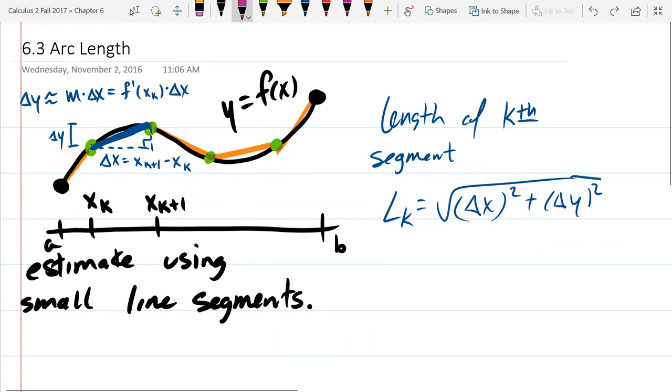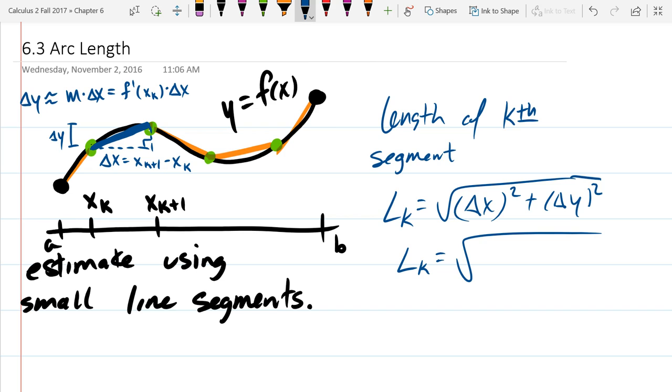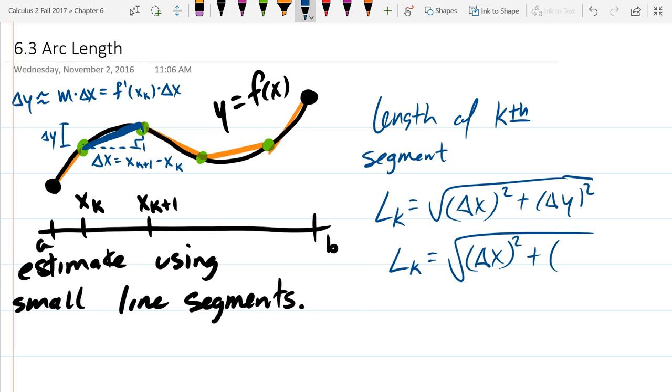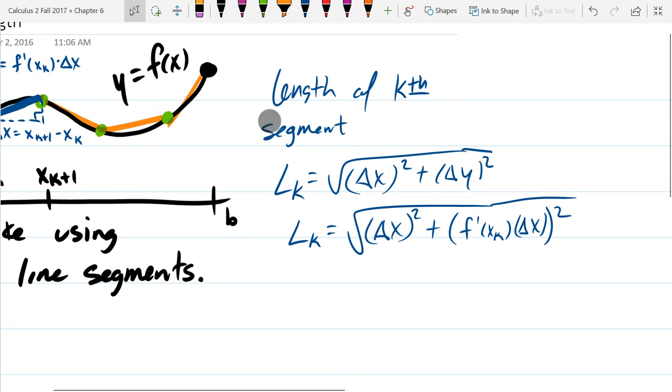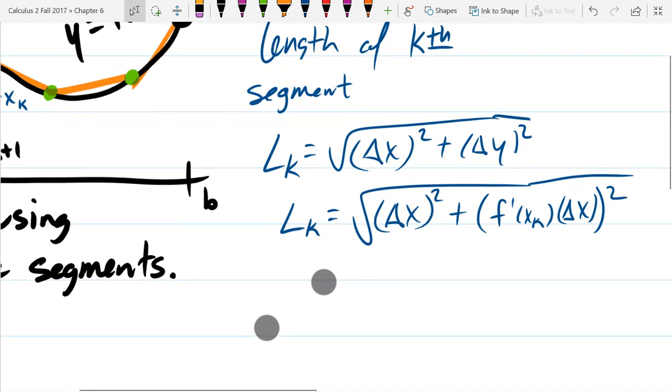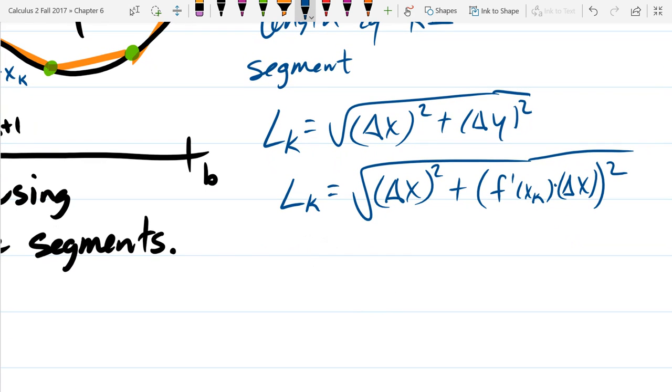So ready to rewrite this LK. So delta x stays where it is. I'm going to replace delta y with what's at the upper left corner. So that's f prime xk times delta x, squared. And now we get to do some algebra right here. So I'm going to square the second term.